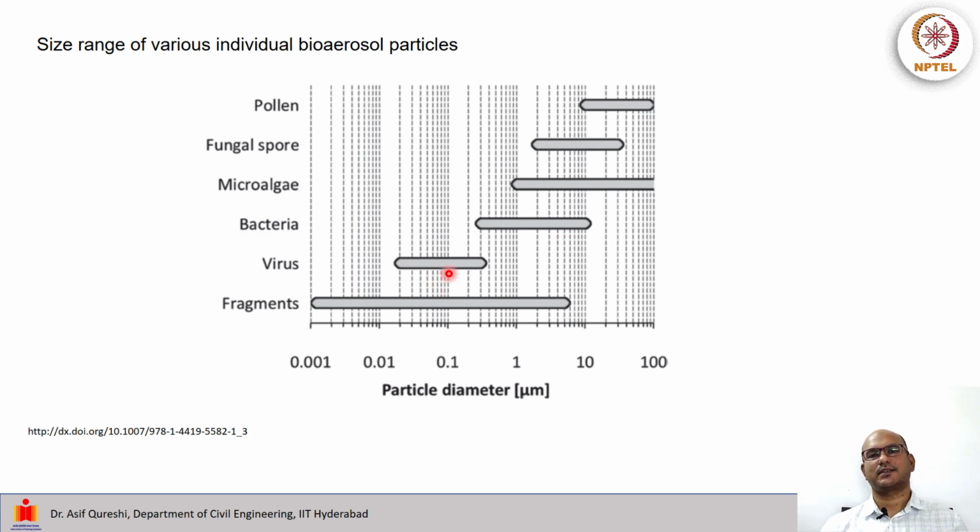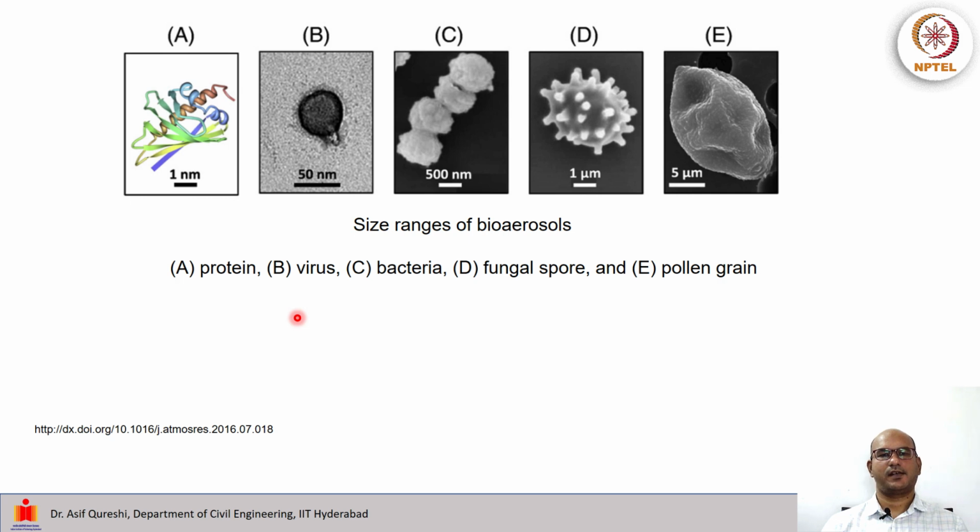Same goes for viruses. The virus size range is around 0.02 micrometers to 0.3 micrometers. Then we have the fragments of all these, which can go from around 3-4 micrometers to very low numbers, to the order of nanometers. These are the typical size ranges.